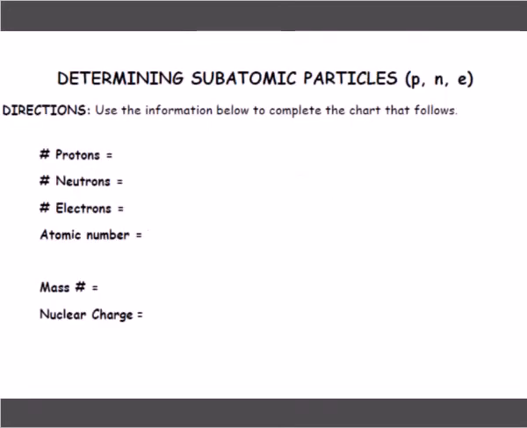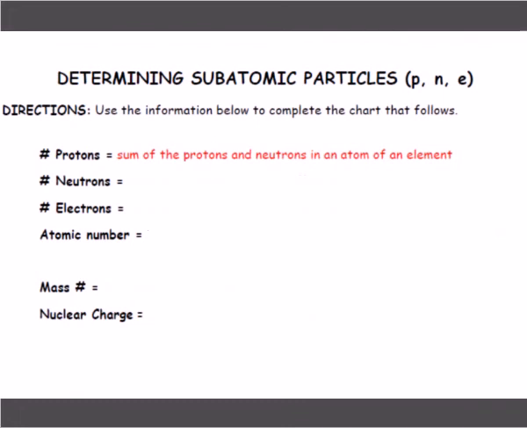On your quiz on Friday, what you're going to have to do is determine the subatomic particles: protons, neutrons, and electrons. So this is going to help you. Protons, we just talked about that. Where do we get our number of protons from? Atomic number.